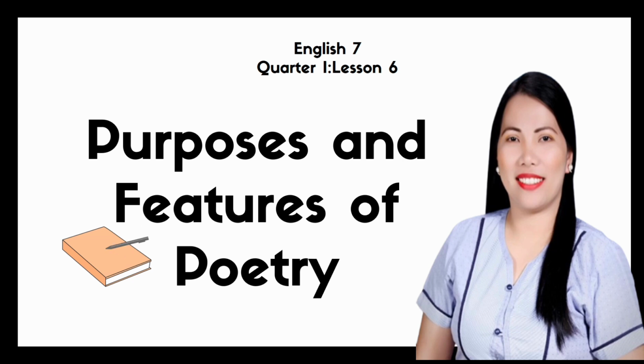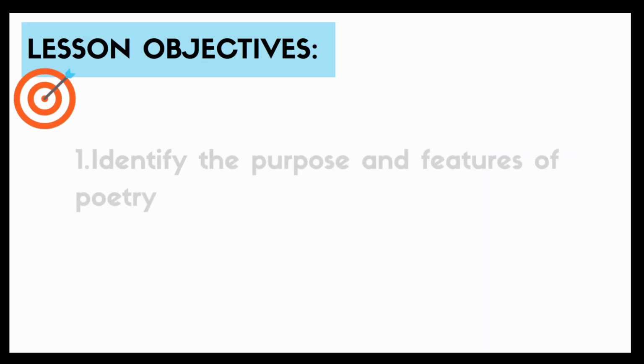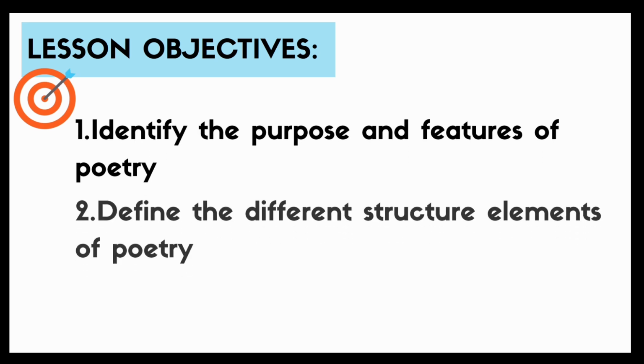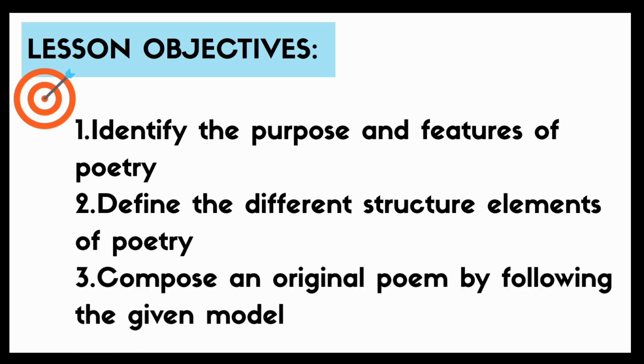In this lesson, we are going to discuss the purposes and features of poetry. The objectives in this lesson are: identify the purpose and features of poetry, define the different structure elements of poetry, and compose an original poem by following the given model.